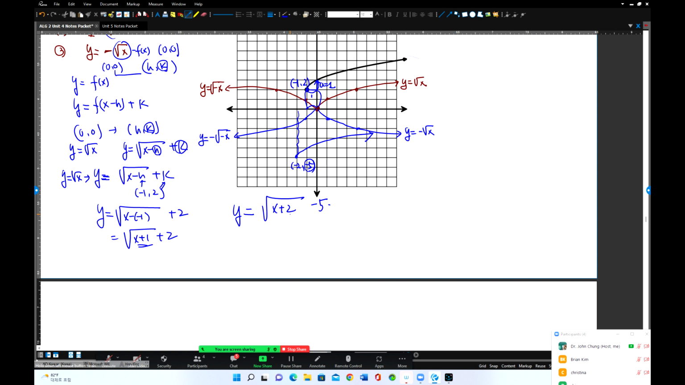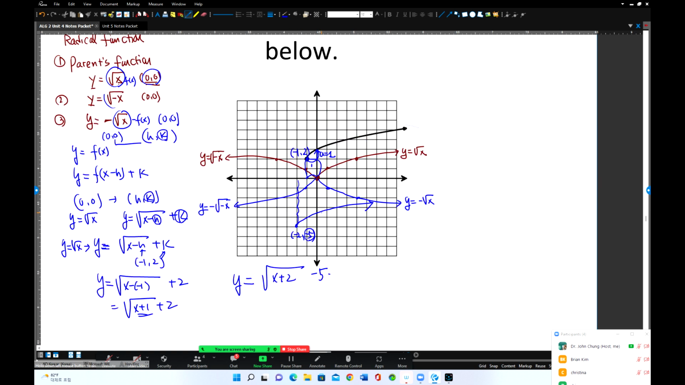From here, we can find the domain. Domain is what? How can you find the domain?